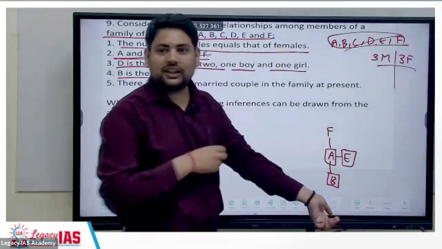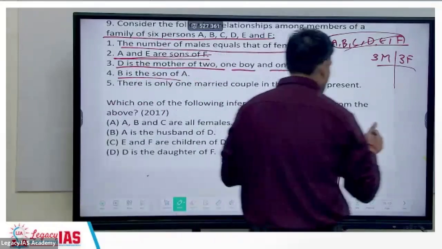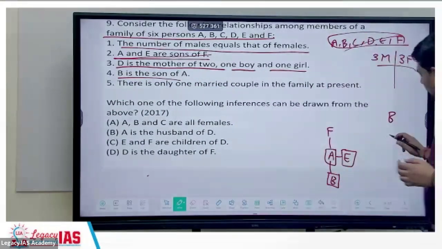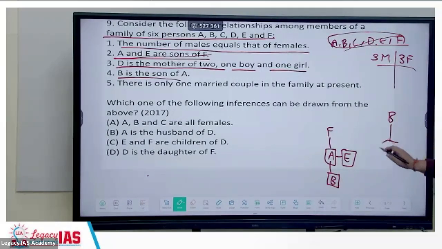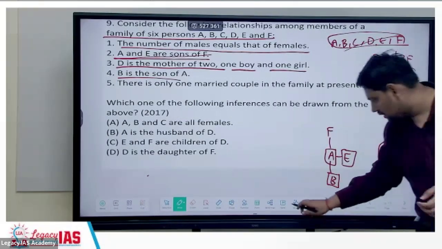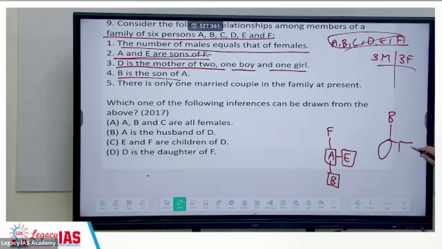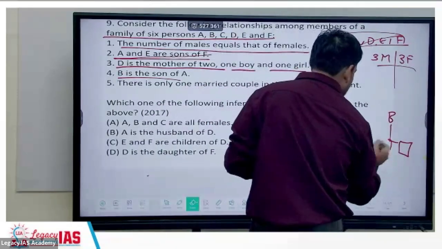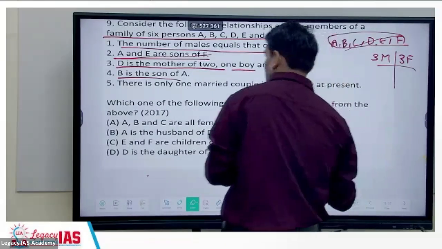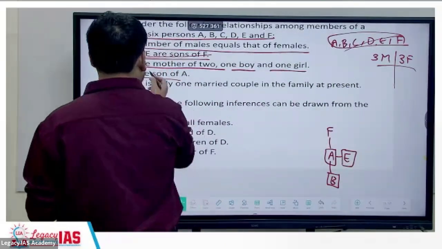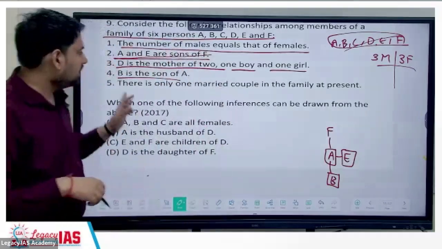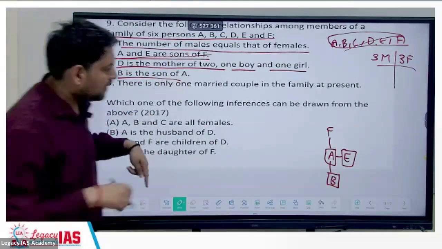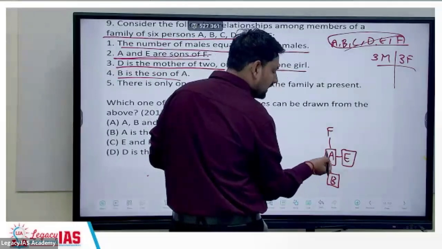Okay. So here, see, B cannot have two independent children, one daughter and one son. It cannot be like this because four people are already occupied here. So D cannot have something like this. D is the mother of two, one boy and one girl. So now where can D lie?